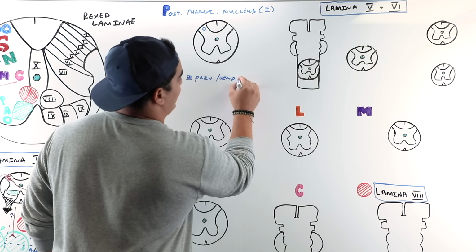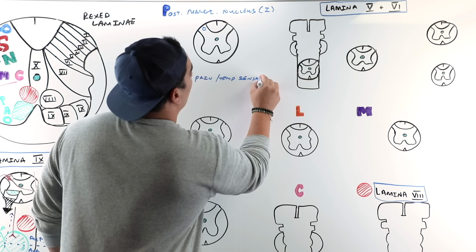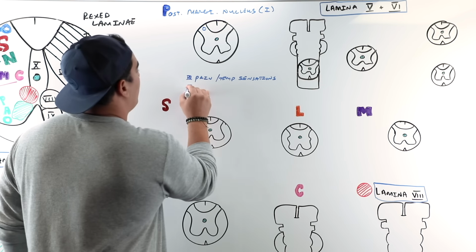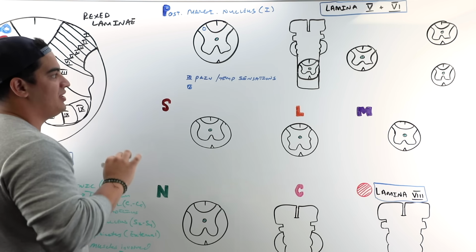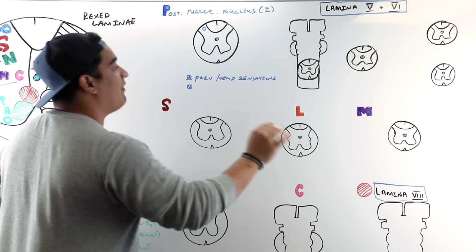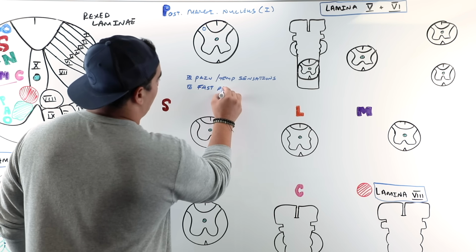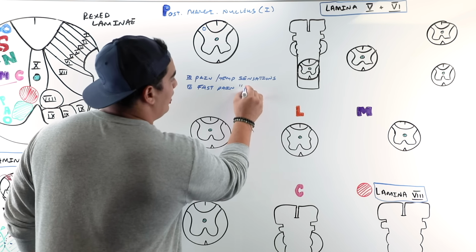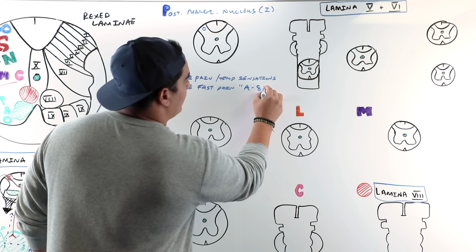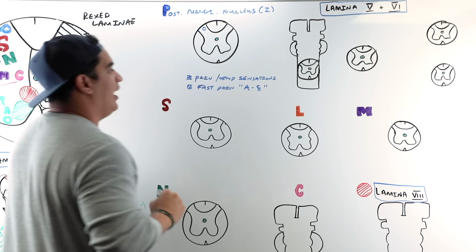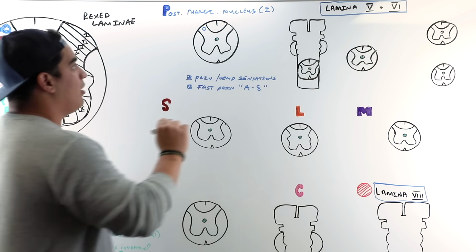Pain and temperature sensations. And if you really want to add on to that a little bit more, guess what kind of pain and temperature sensations, from what types of pain fibers? This is primarily fast pain. So this is carried on your A delta fibers. Okay, your A delta fibers. That's all I want you to know.